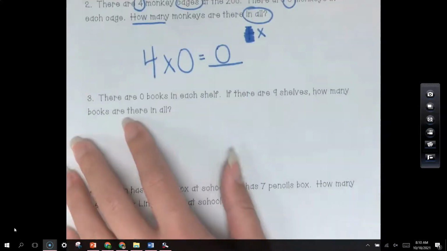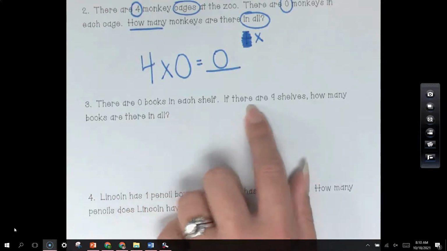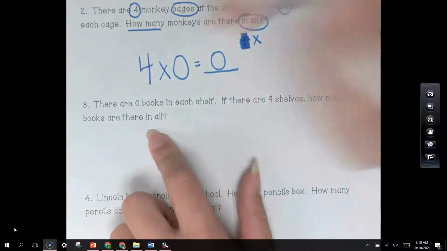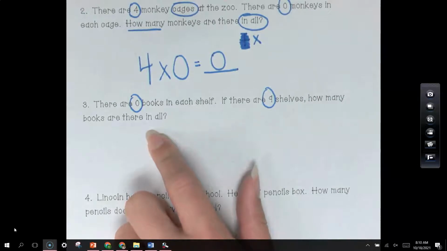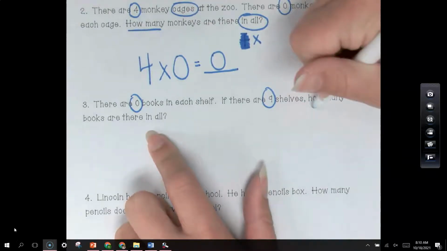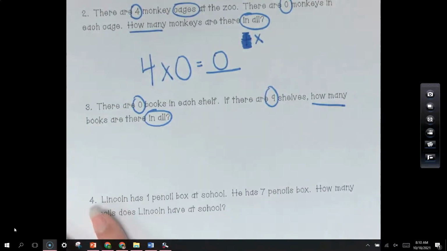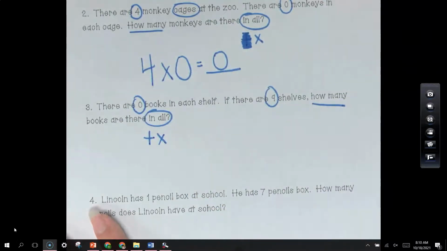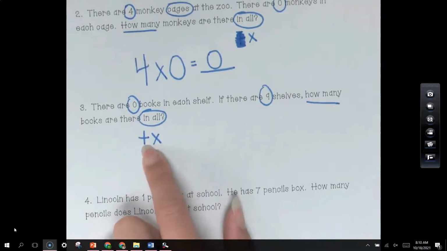Alright, kiddos, here we go. There are 0 books in each shelf. There are 9 shelves. How many books are there in all? I see a 0 and I see a 9. What keywords do you see? Well, I see how many. That doesn't help us very much. But I do see the words in all. What does in all mean? If you said add or multiply, you are correct. Now, you must decide, do I have groups or do I not have groups?